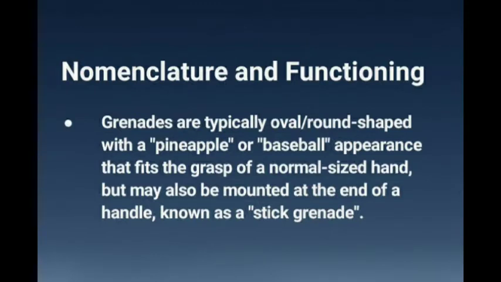Nomenclature and functioning. Grenades are typically oval or round in shape with a pineapple or baseball appearance that fits the grasp of a normal size hand, but may also be mounted at the end of a handle, known as a stick grenade. The grenade is painted light green or gray, with one yellow band around the circumference. The nomenclature of the grenade is stenciled in light red or yellow. The fuse is olive drab with black markings.